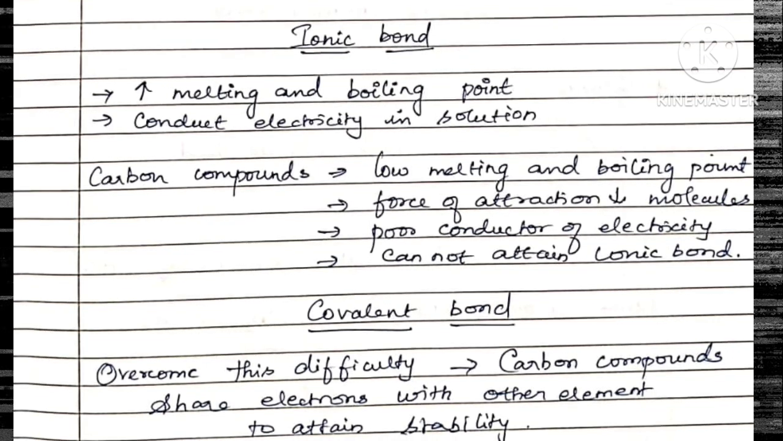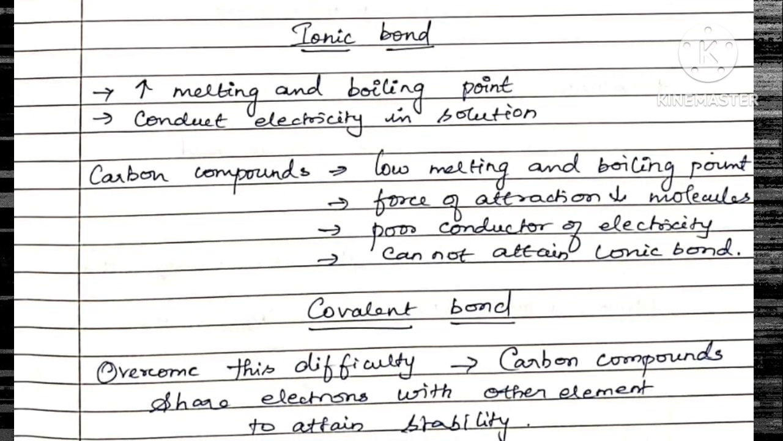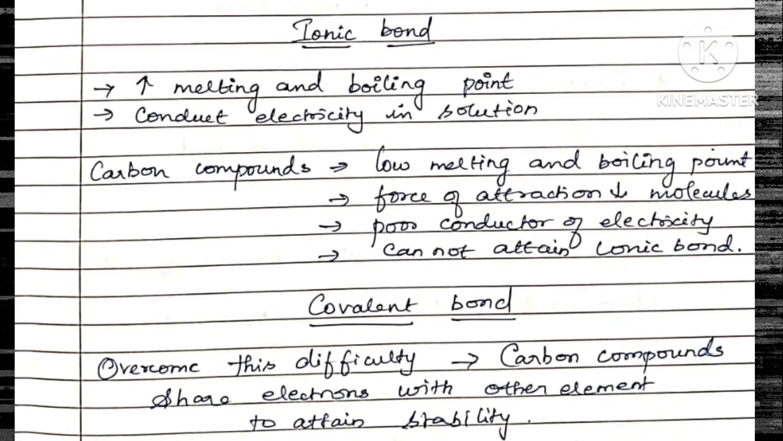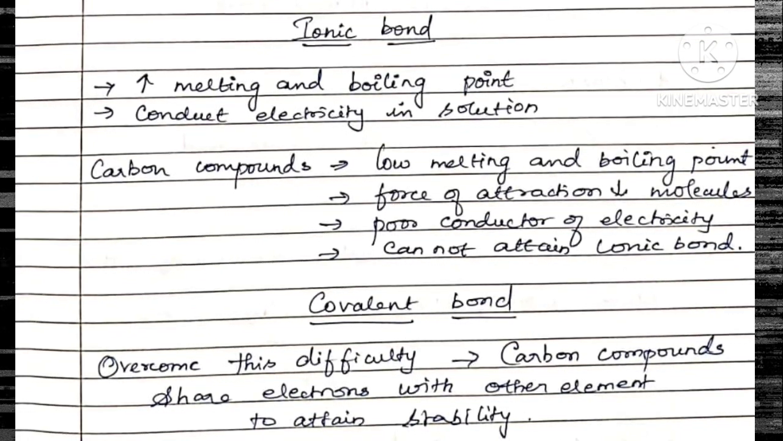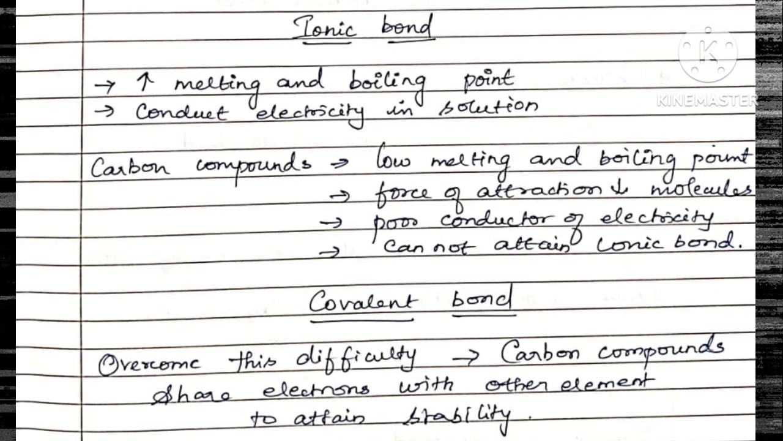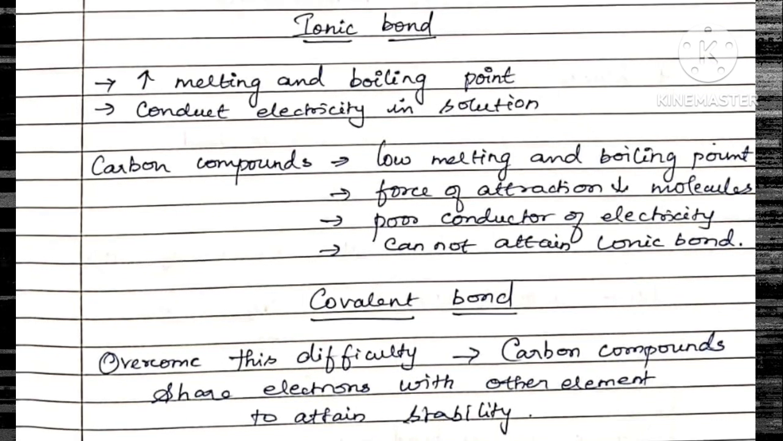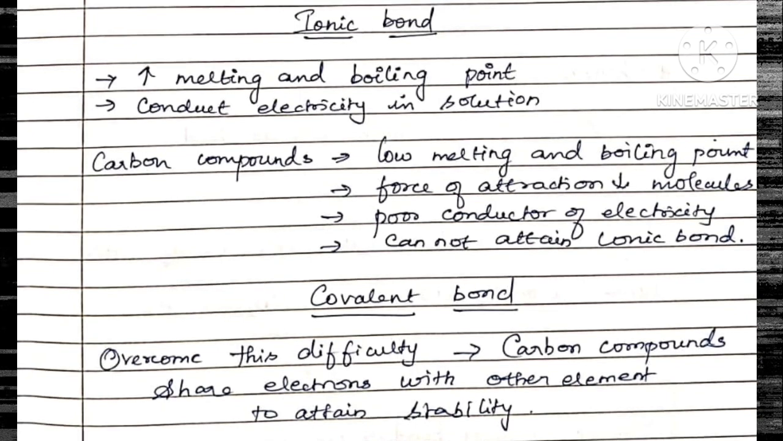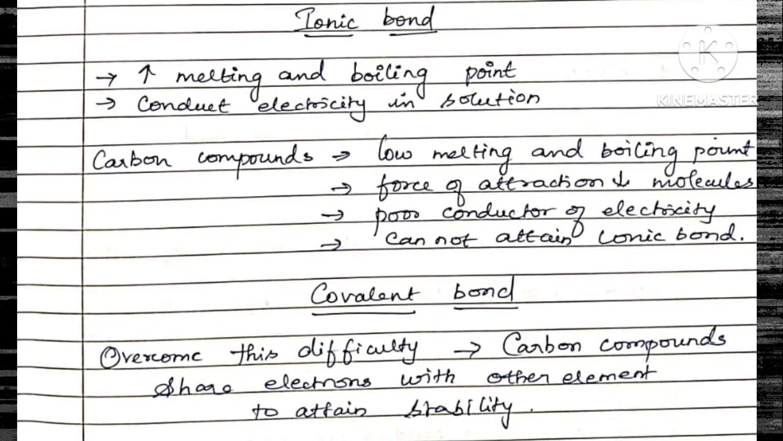Coming to the next topic, ionic bond. Ionic bond means giving or taking of electrons. So it has a high melting point and boiling point, and it is a good conductor of electricity in solution. Carbon compounds have covalent bonds, so they have low melting point and boiling point. The force of attraction between the molecules is less, and they are very poor in conducting electricity.